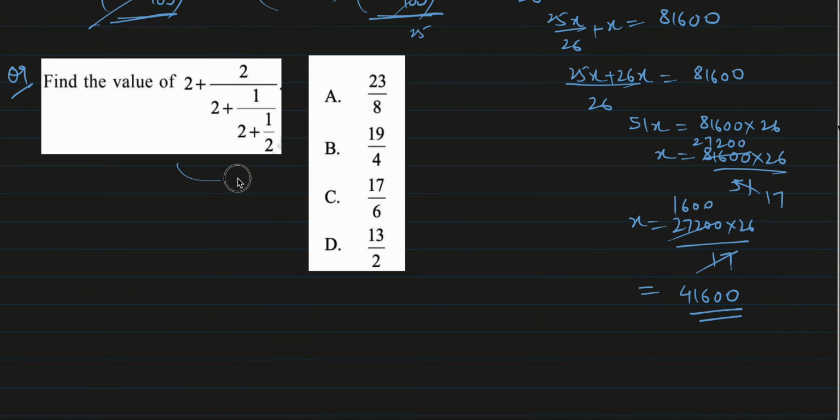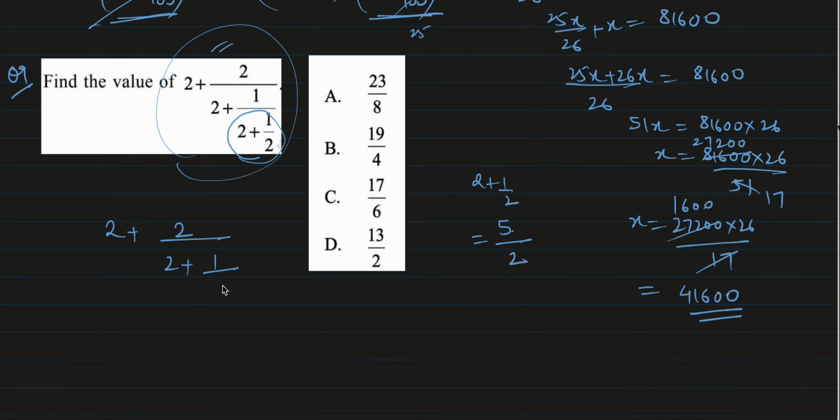You just need to solve this. So it's an easy way. Just solve this part. You know what is 2 plus 1 by 2. That is given by 4 plus 1, 5 by 2. Okay. So you are left with 2 plus 1 by 5 by 2. Okay, so this 2 goes up, 2 plus 2 by 5.